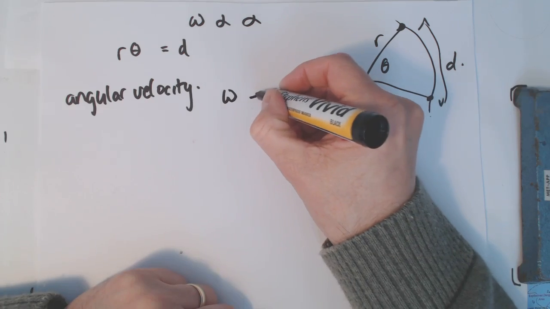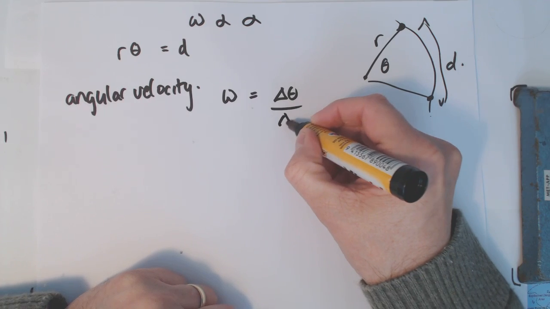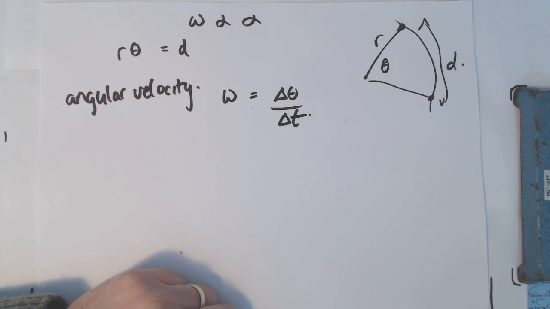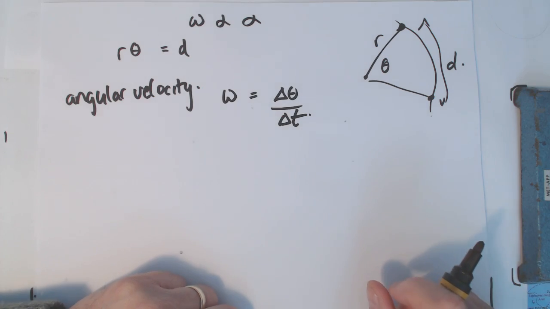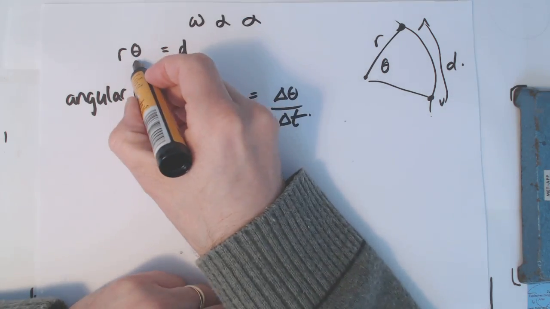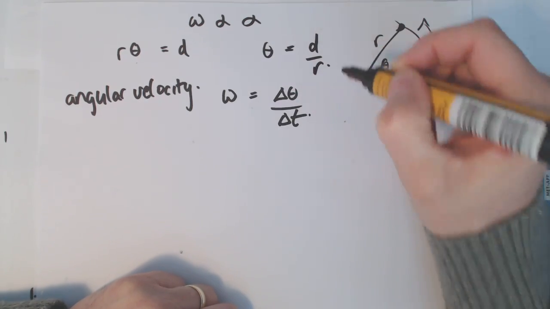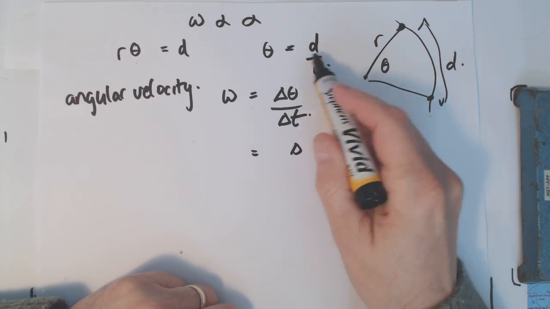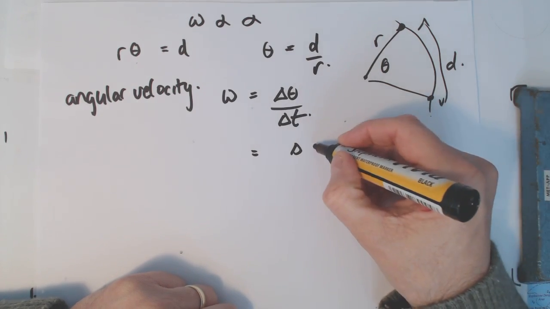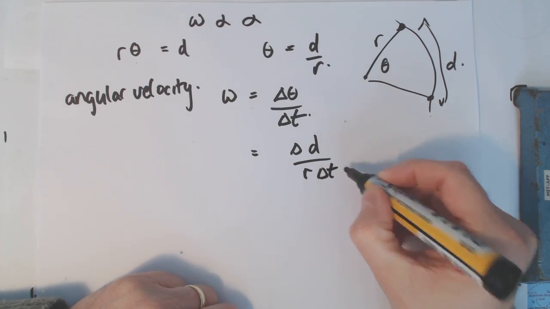So we've got a new symbol. Omega equals delta theta over delta t. Okay? And that's what our omega is. But there's an interesting thing. We just said theta, here we go back to that, theta is equal to d over r. So we could say that omega is equal to delta d over r, divided by delta t.